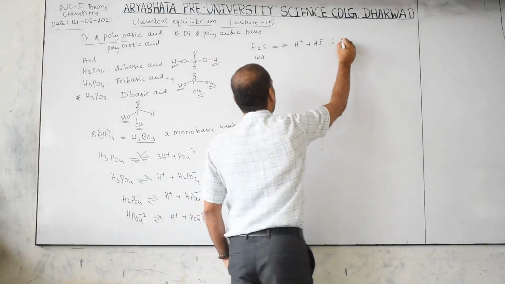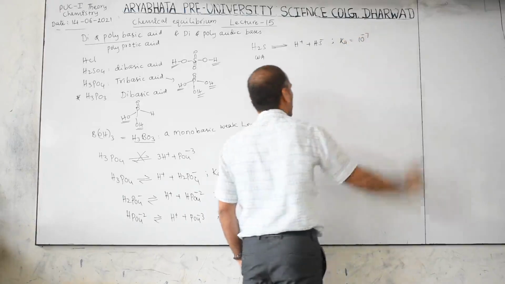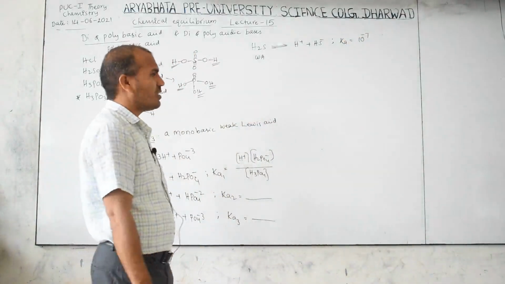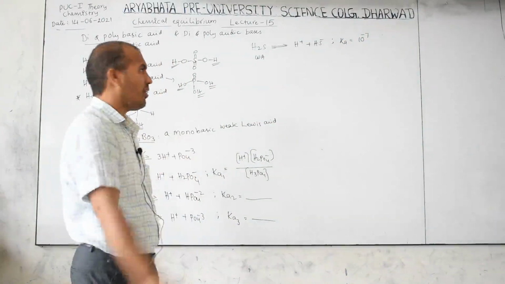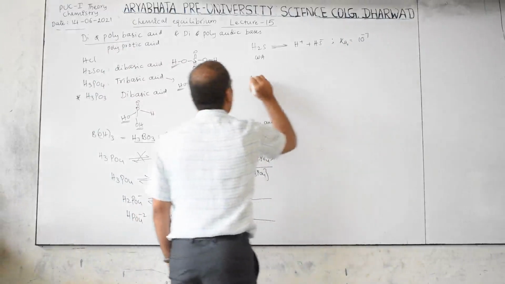In this case Ka1 is given, for example, consider 10 power minus 7. Whatever the value, I don't know, for example purposes I am writing like this. You can check in your textbook, some Ka1 and Ka2 values are given, one table is there. So this is the first step.